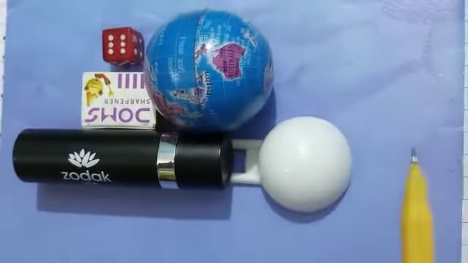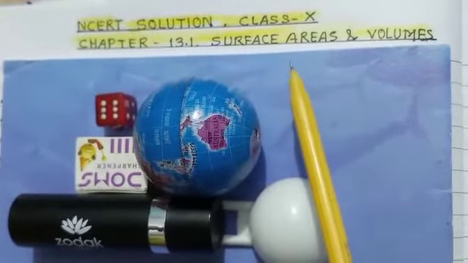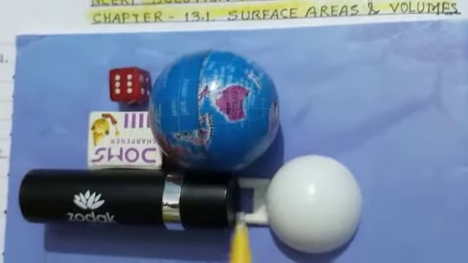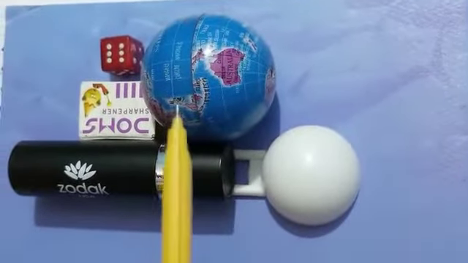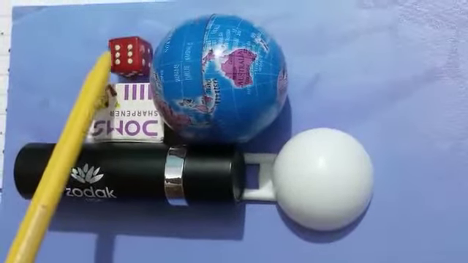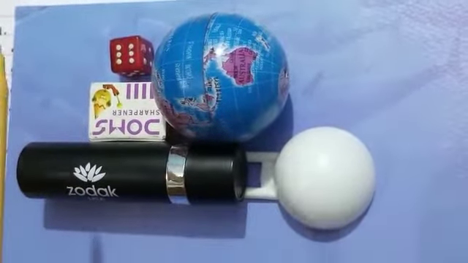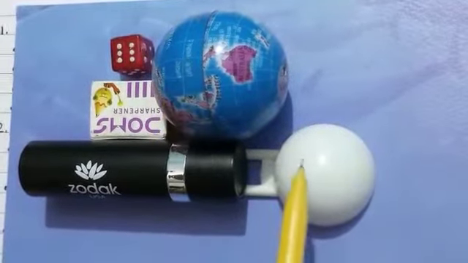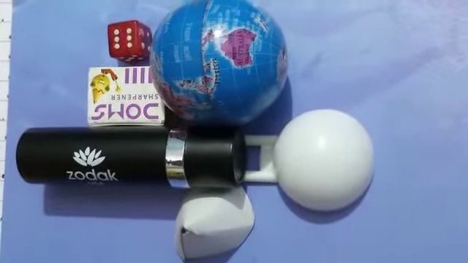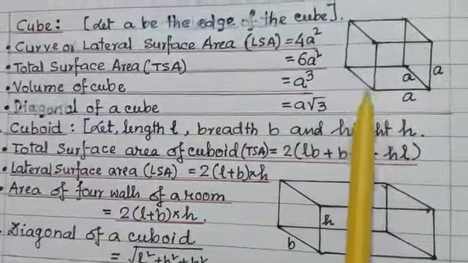Hello everybody. Today I will explain the formulas based on the chapter Surface Areas and Volume. There are different shapes in this chapter whose surface area and volume we have to find out. These shapes are the cube, cuboid, cylinder, sphere, hemisphere and cone. Okay. Now, one by one, you see its diagram I have drawn here.